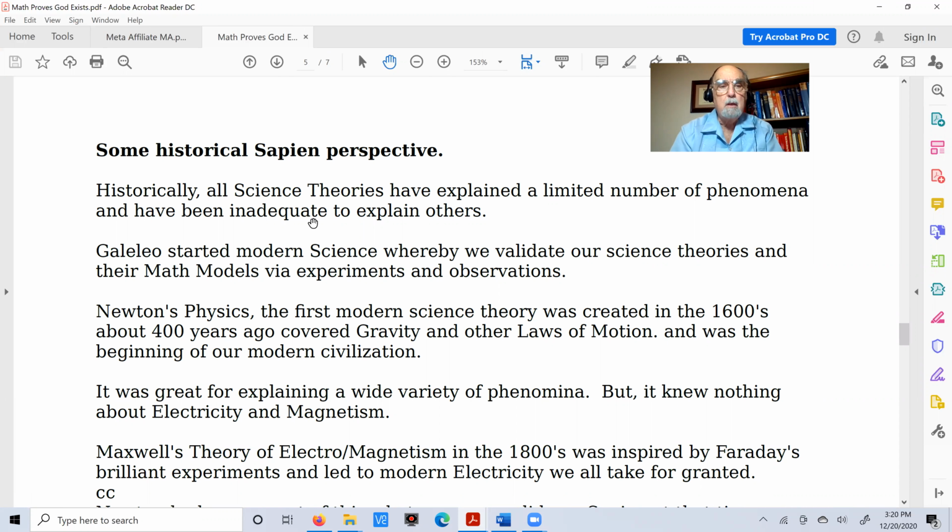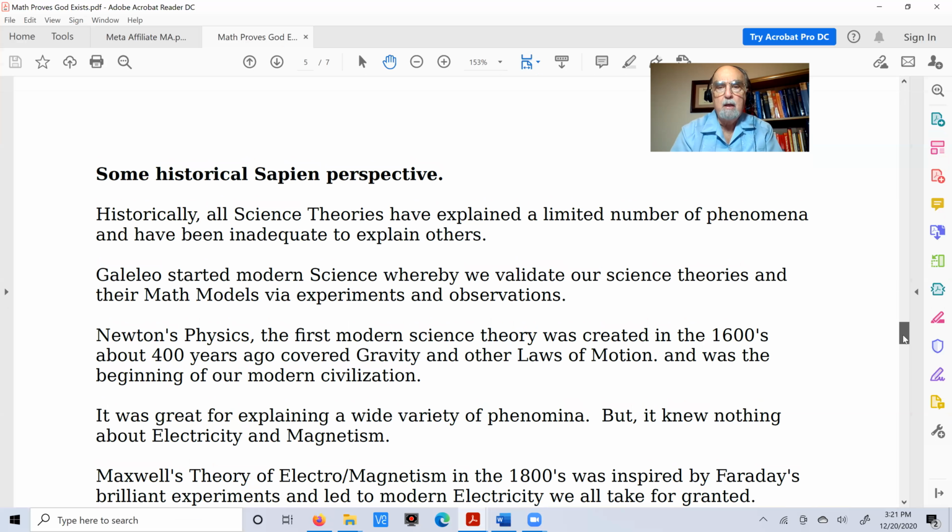First of all, historically, all science theories have explained a very limited number of phenomena, and they've been inadequate to explain others. And that's true of all science theories, including the most modern ones we have today. And any scientist, I believe, would agree with this. But let's talk about how we got to where we are today and where we are at this point in time.